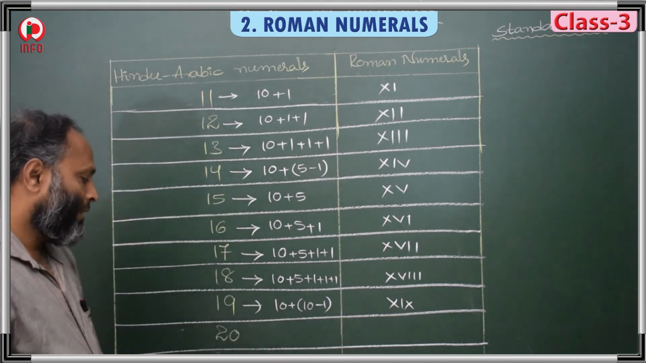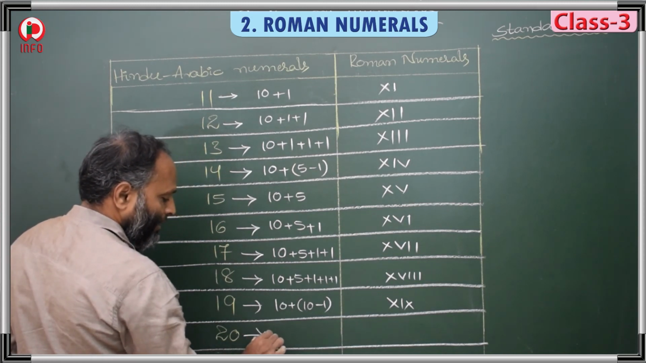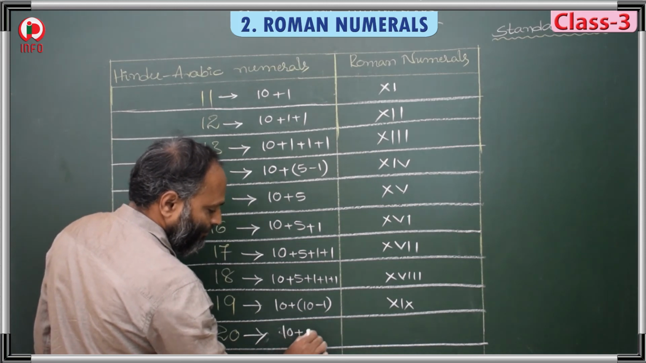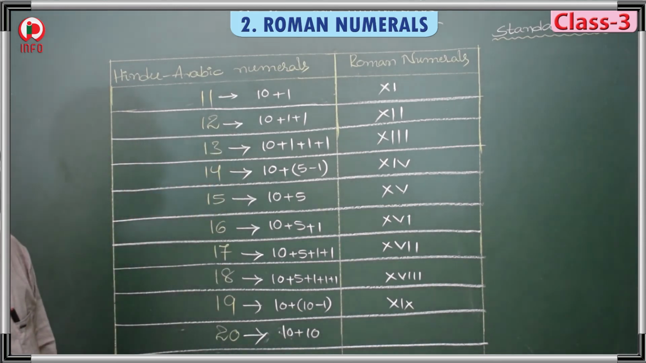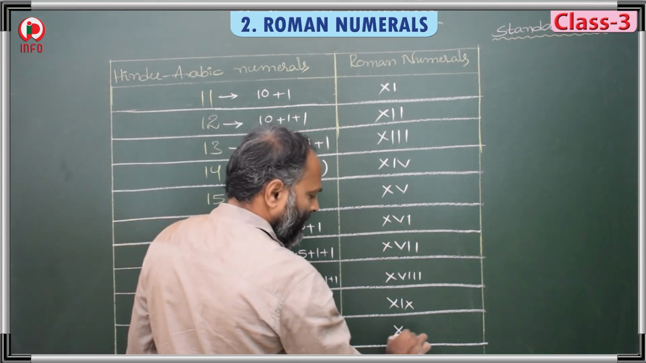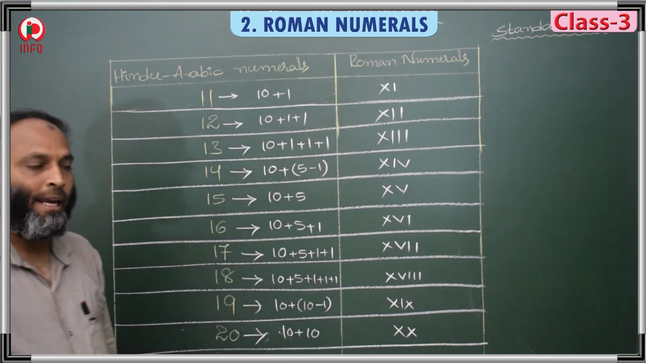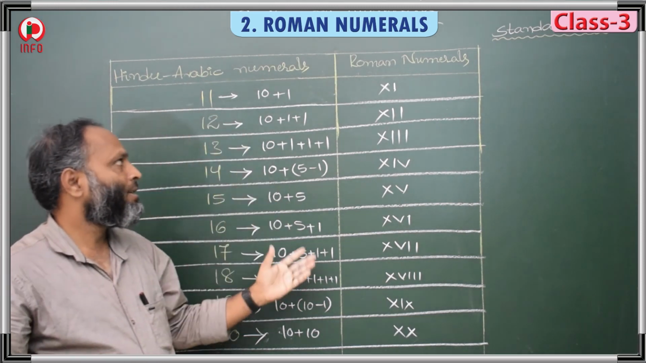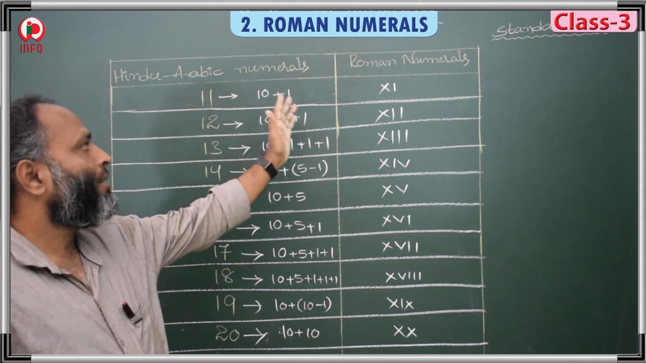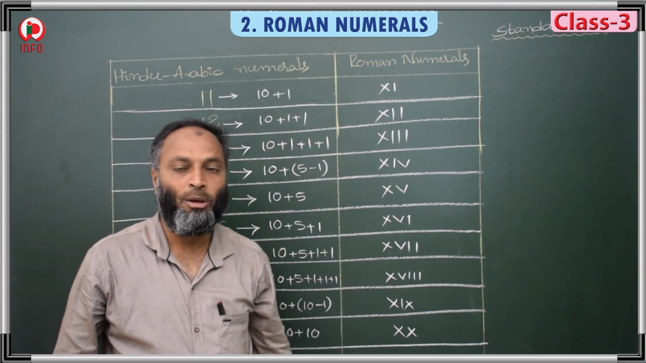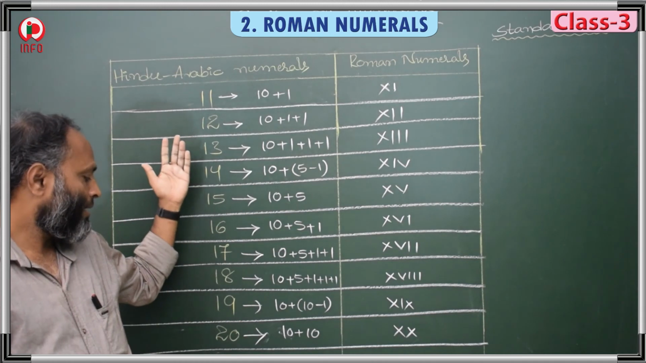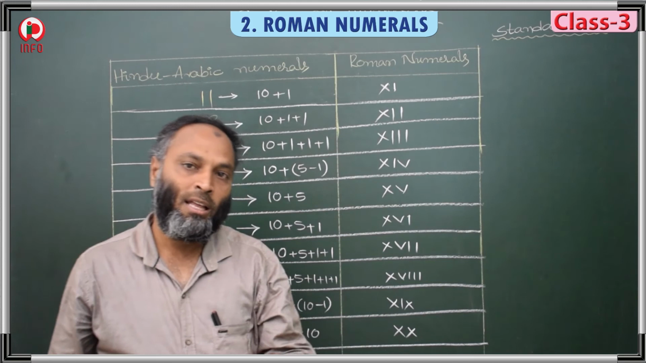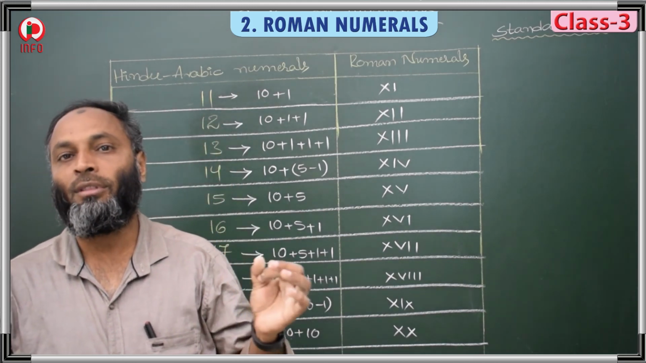Then 20. 20 means repeated groups of tens. That is 10 plus 10, 20. That is X and X, repeated. So in this way we have to write the Hindu-Arabic numerals into Roman numerals. After that, 21, 22, 23, 24, 25, 26 till 39. Those numbers you have to think about and write yourself.